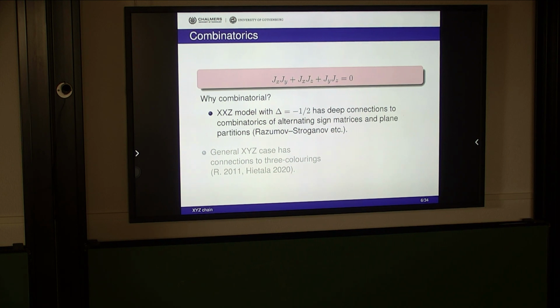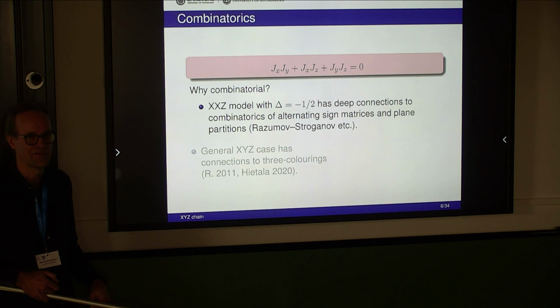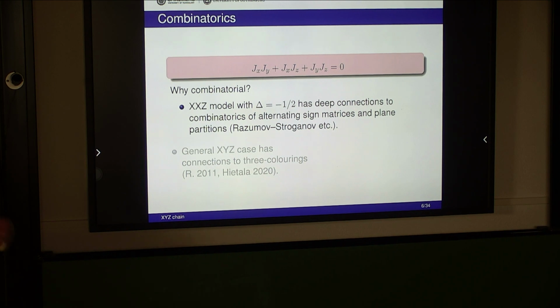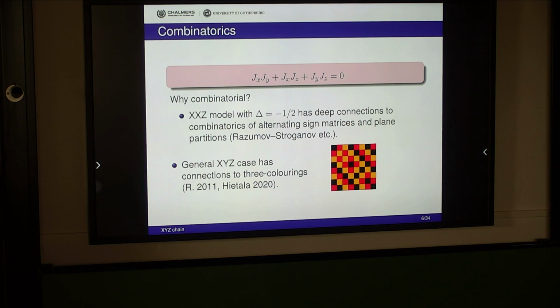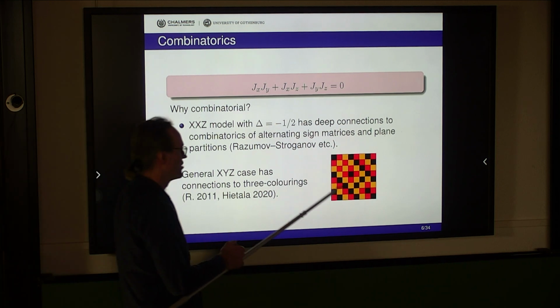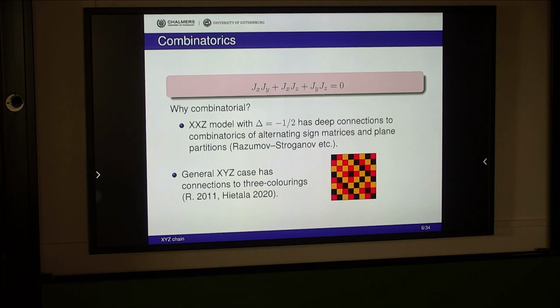Okay, so why do I call this combinatorial? Well, there's a really big story about the XXZ model with delta equal to -1/2. You might have heard about the Razumov-Stroganov conjecture and things like that. There are a lot of connections to the combinatorics of alternating sign matrices and plane partitions, things like this. For the XYZ chain, not so much has been done, but there's some earlier work of mine. There are some connections to 3-colorings, a combinatorial object of this type. I will not talk about this. I just show you the picture as some kind of teaser.